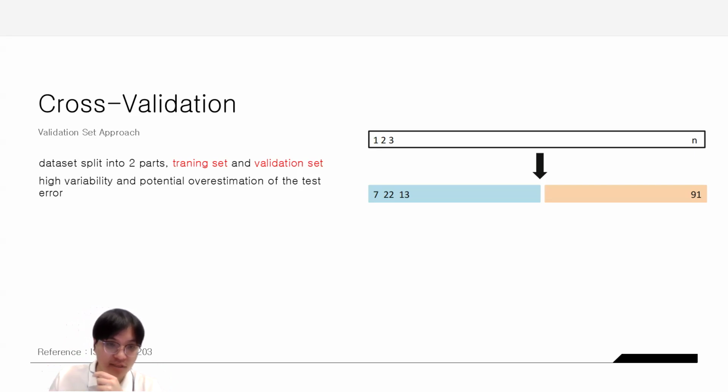The main point we have to see here is randomness. If we see the numbers in the blue data set, while the original data set is arranged in order of number, the split contains random numbers. So this makes some drawbacks, such as high variability and potential overestimation of the test error.